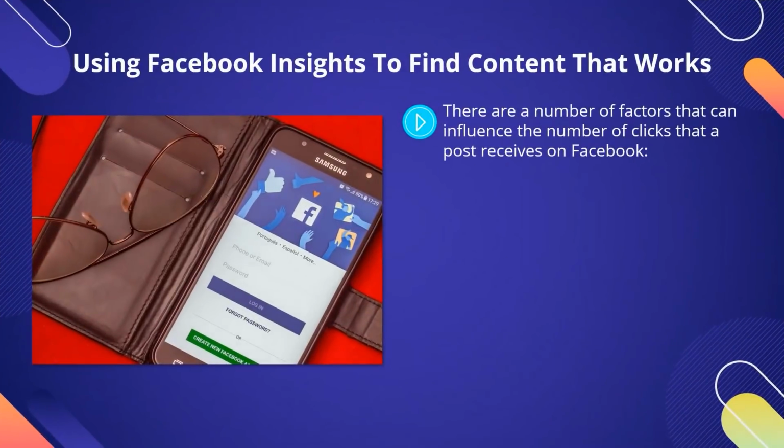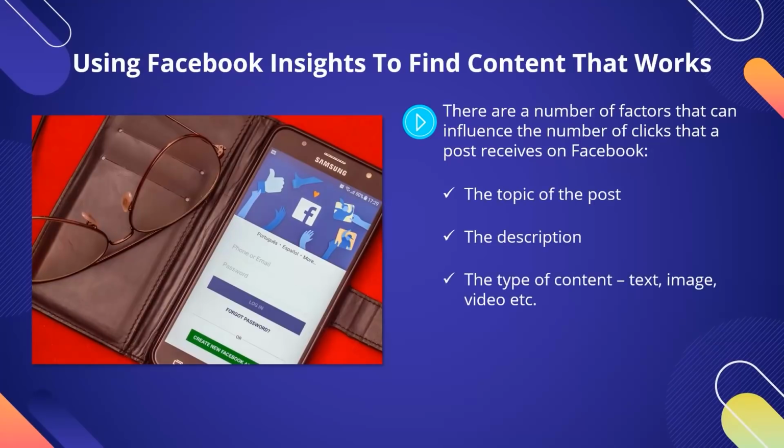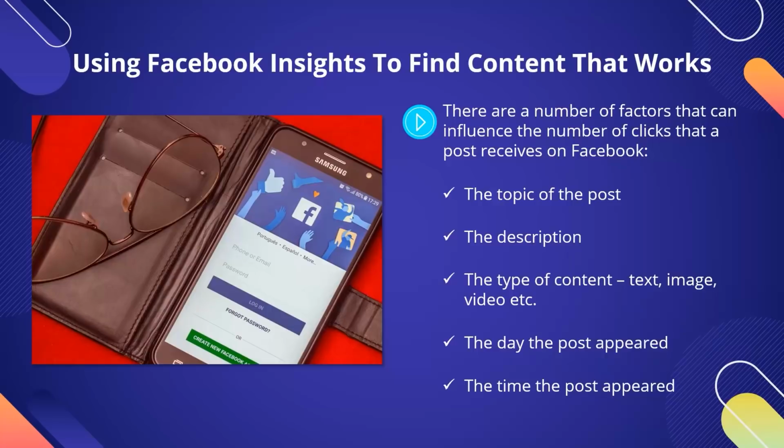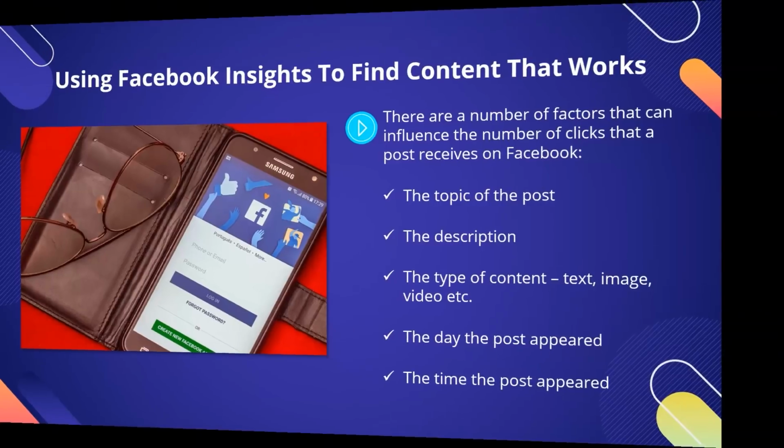There are a number of factors that can influence the number of clicks that a post receives on Facebook: the topic of the post, the description, the type of content (text, image, video, etc.), the day the post appeared, the time the post appeared. We recommend that you use a spreadsheet here such as Google Sheets and add your most clicked posts to the sheet along with the information above: post topic, description, content type, etc. This will provide you with even more insight into what works the best. The aim with your Facebook posts is to get your audience to click, so don't skip this step.